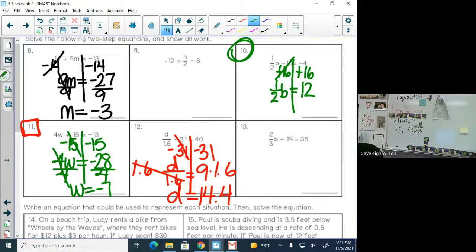And then how do I get rid of a fractional coefficient? Reciprocal. So what's the reciprocal of 1 over 2? Flip, which is 2 over 1, which is 2. So 2 over 1 times 1/2, they cancel each other out. So that just leaves me with B, and then 12 times 2 is 24. If you got 24 over 1, you should reduce it.